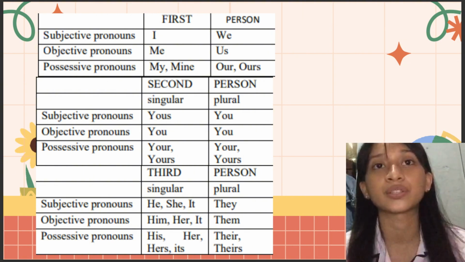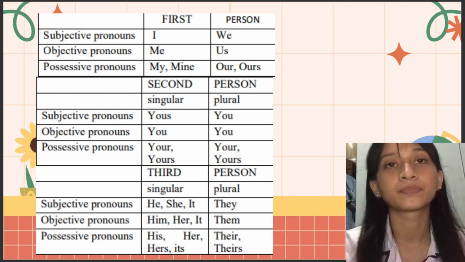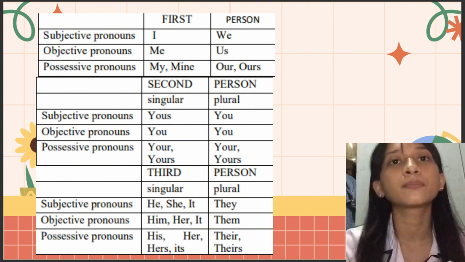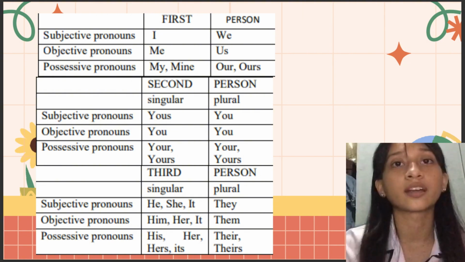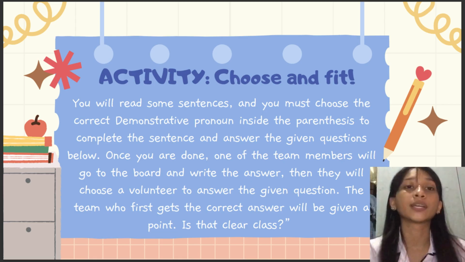In plural form, the subjective pronoun is they. They have a mansion. The objective pronoun is them. I have fun with them. The possessive pronoun is their. Their car is rare.